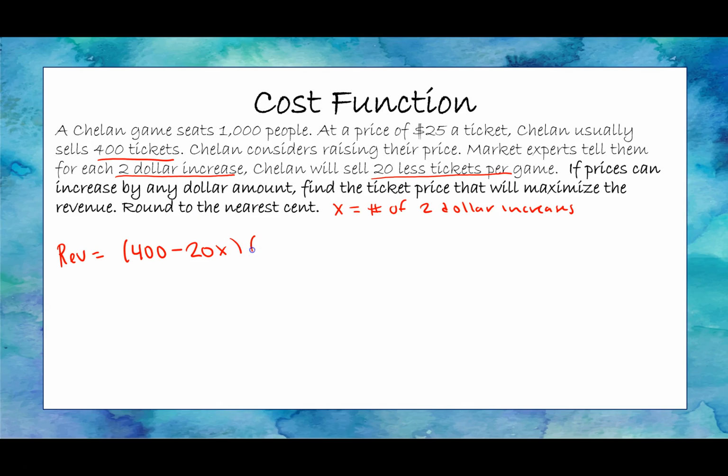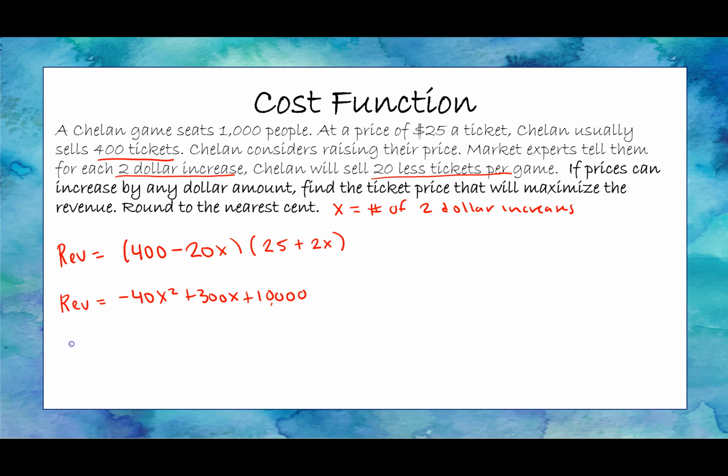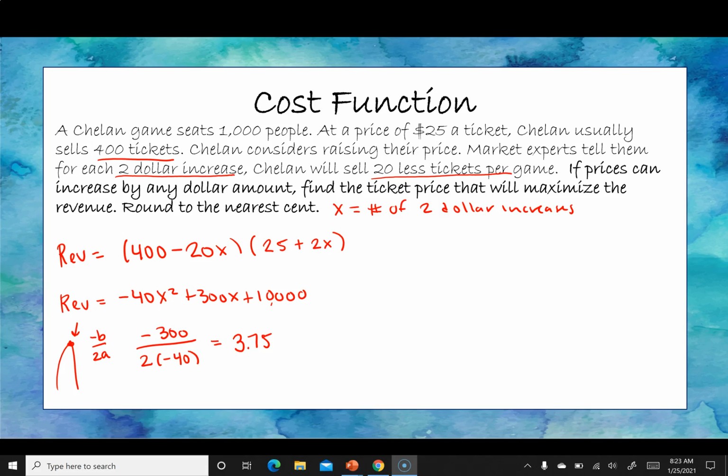All right, and then the price of the ticket is going to be, well, $25 to start with, plus $2 for every X. All right, let's go ahead and do FOIL for that. I get revenue is equal to, I get that right there. And now I know that I'm going to find the maximum of our negative parabola, which is a sad face. So to find that, I do negative b over 2a. So that's going to give me a negative 300 divided by 2 times my a, which is negative 40. And that gives me 3.75.